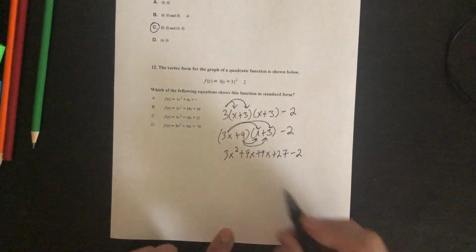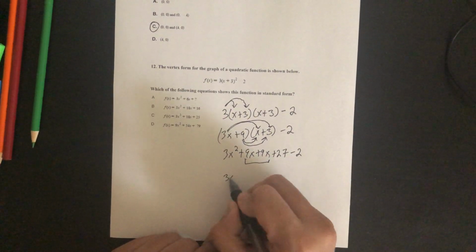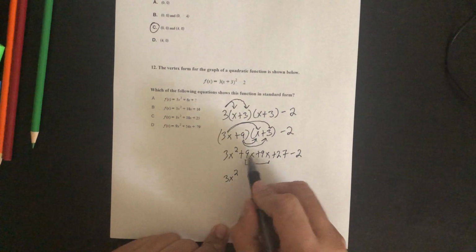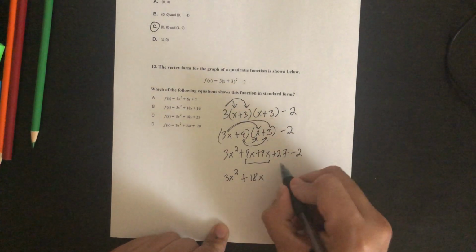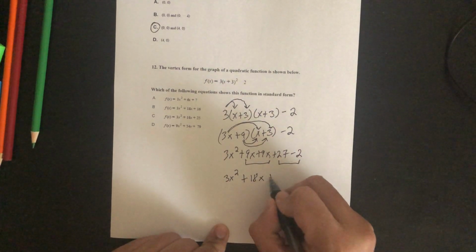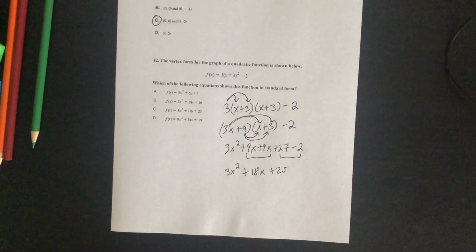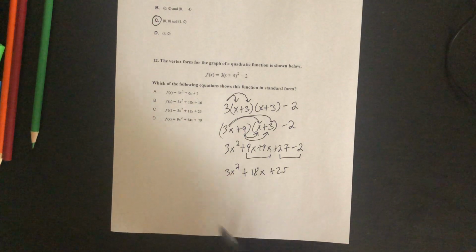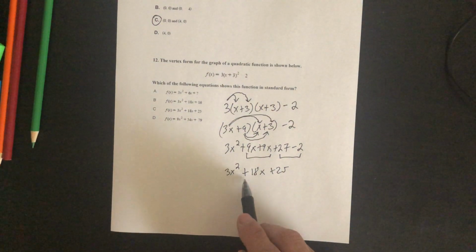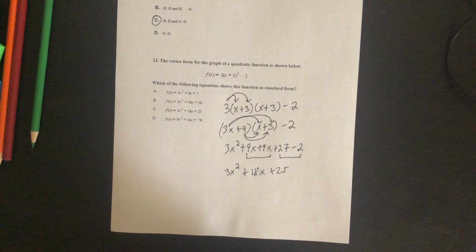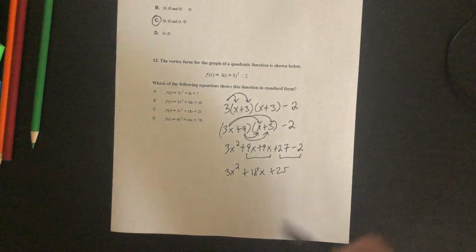Now I can combine like terms. 3x squared can just be brought down. 9x plus 9x is 18x. And then 27 minus 2 is positive 25. So now we are in standard form because it looks just like a standard form quadratic equation, ax squared plus bx plus c. And clearly that will be answer choice C.